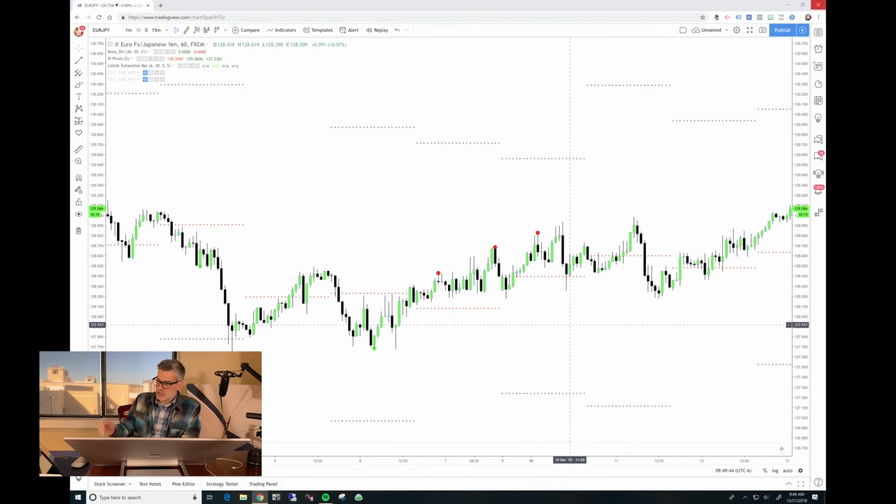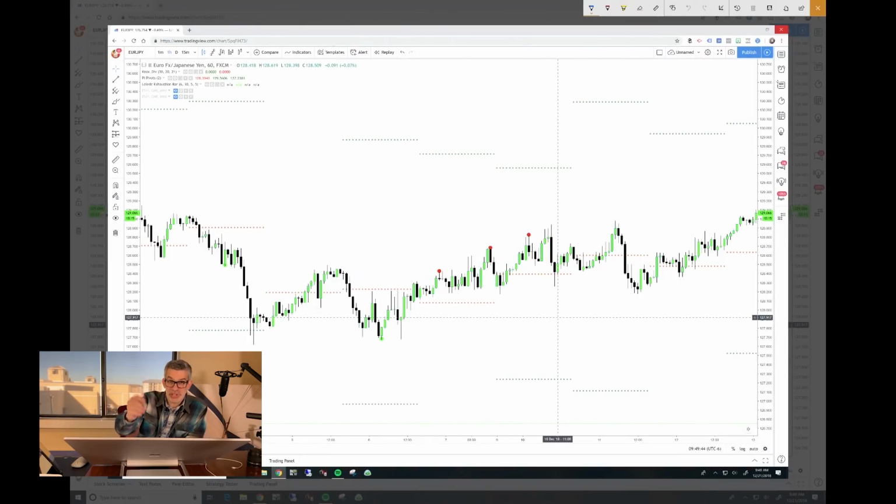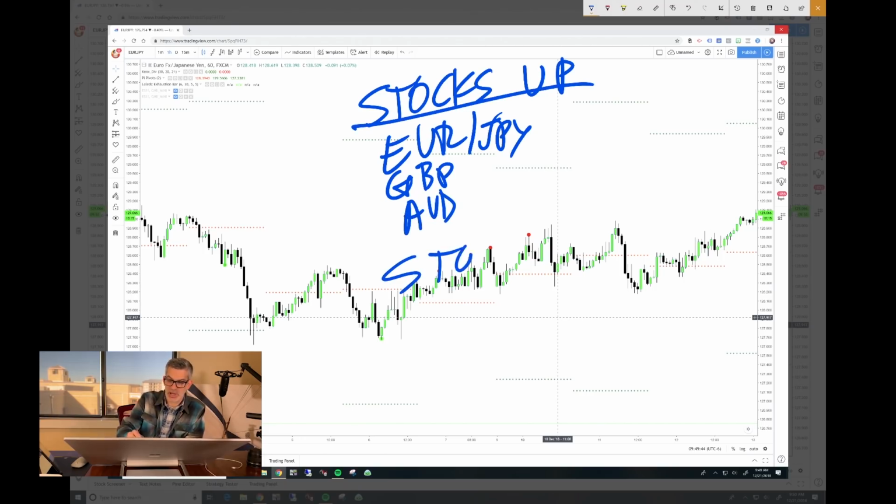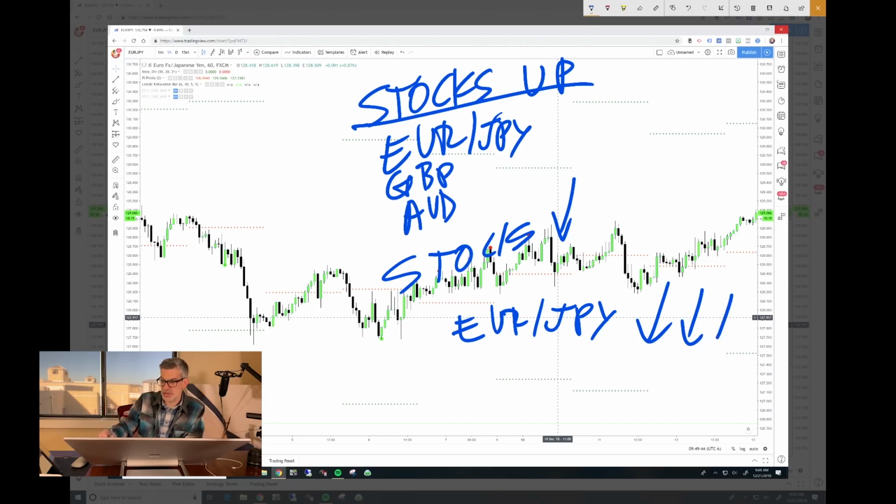So just as a review for those of you not familiar with the currency market, again, I'm going to say this a third time. Anyway, it's super helpful, and it's super good to remember this. Stocks up, euro yen up. And also pound yen. And also Australian dollar Japanese yen up. Stocks down, then the euro yen and all those other ones are going to go down as well.